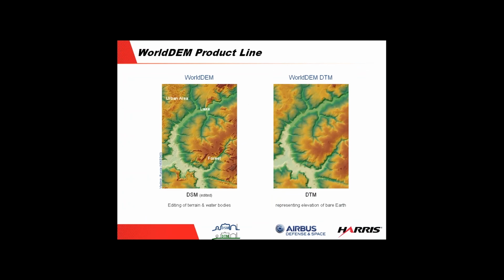What WorldDEM products can be ordered and are offered by us? We have a DSM and a DTM product. DSM stands for surface model, which includes the height of the vegetation and buildings, and a DTM represents the bare earth, which means that the height of buildings and vegetation is removed. In our post-processing procedure for the surface model, the terrain is edited in case of radar artifacts or voids or missing pixels. Additionally, the water bodies are edited. That means that the lakes are flattened to the height of the shoreline, the rivers are flattened monotonically in 50 centimeter steps to ensure that the river flows downhill, and the ocean is flattened.